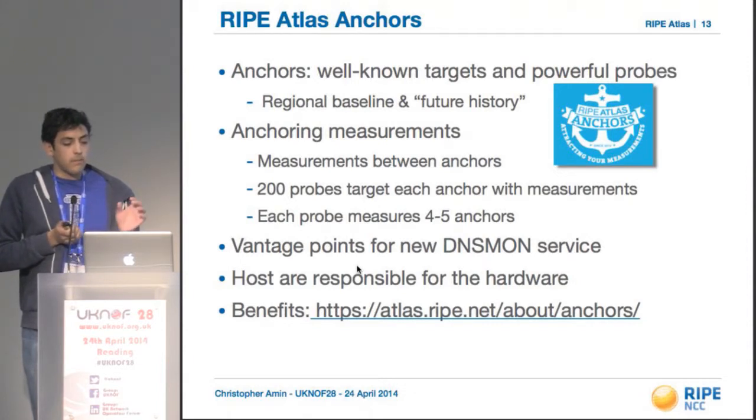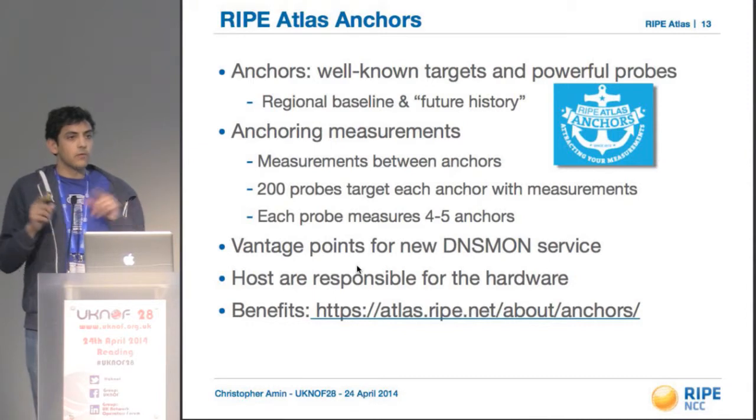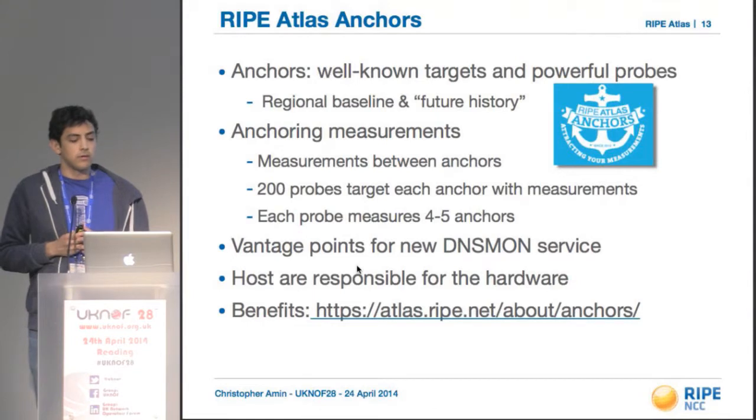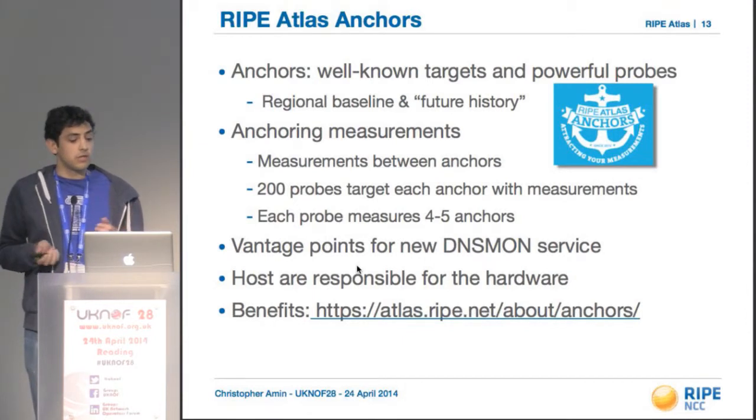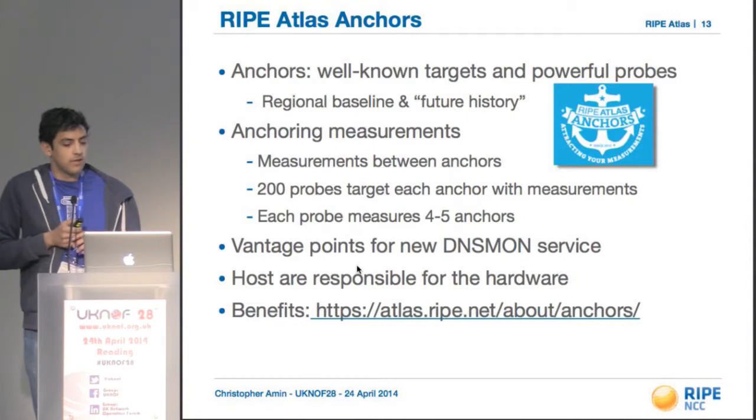There are also measurements between the anchors, so there's a full mesh. So we have a very reliable baseline view of various parts of the internet. These are sitting in data centers all over the world, and we also have random probes measuring each anchor. The idea is that we have a baseline regionally, and over time we can see how things change. We're hoping to get more anchors in more interesting locations as well, because we have a similar bias, where the anchors are in our service area and a few in the States and so on.